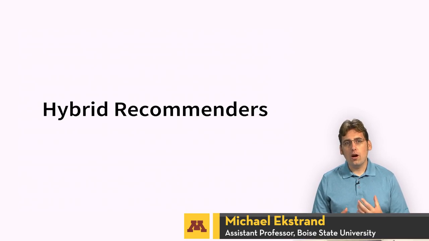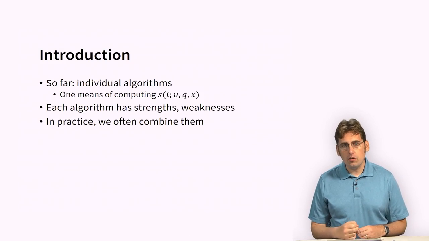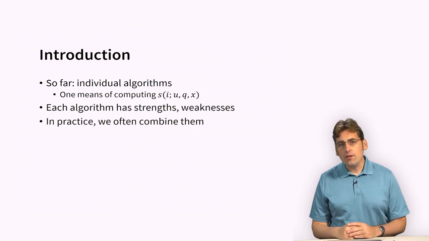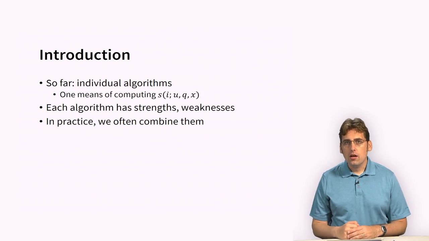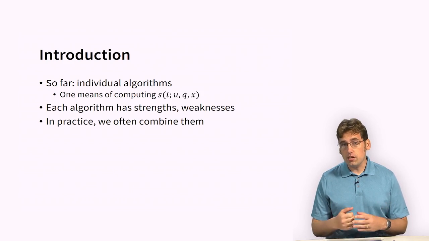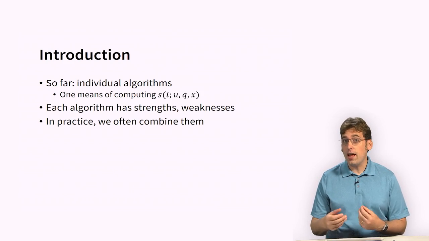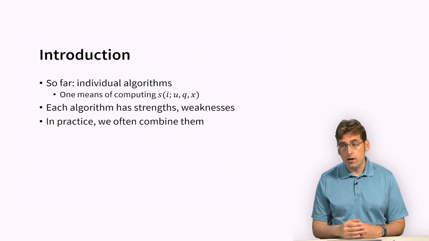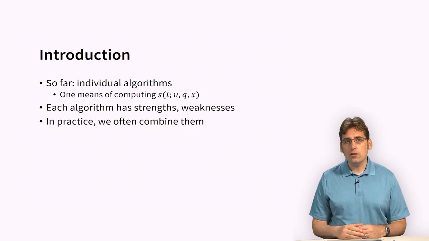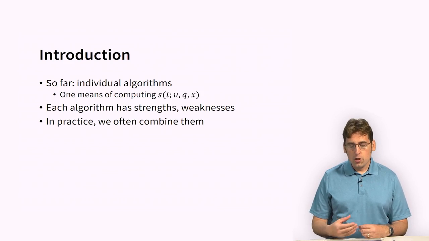In this module, we're going to talk about hybridizing recommenders. So far, we focused primarily on individual algorithms, one means of computing our scoring function or our ordering function. But different algorithms have different strengths and weaknesses. Collaborative filters work really well when you have a lot of data and where the items are relatively interchangeable. Content-based filters allow you to function even without a lot of user interactions around an item.